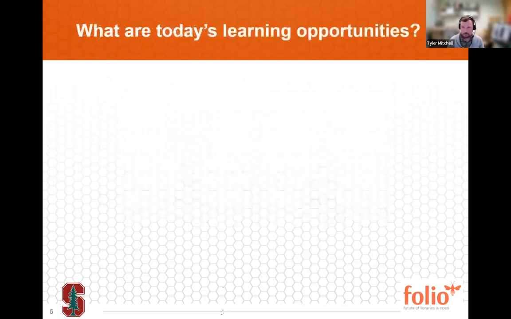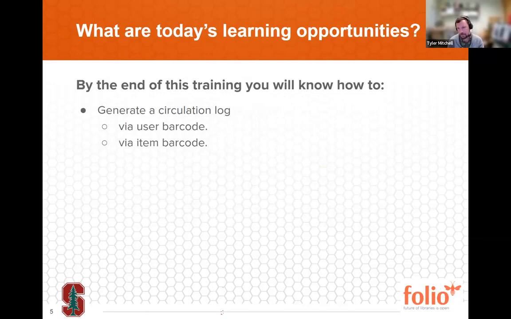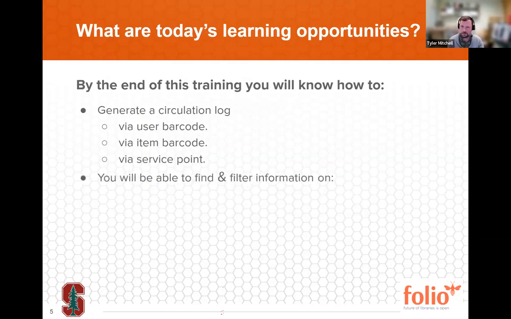All right, so with that said, and now that you know what the circulation log is, what are we hoping for everyone to walk away with today? So by the end of the training, you'll know how to generate a circulation log 3 ways: via user barcode, an item barcode, or through a service point. And additionally, through generating the log those 3 ways, you'll be able to refine searches through the filters that are in the window pane: loans, requests, notices, and fees and fines. And each of these filter categories has subtopics that we'll go through as well.